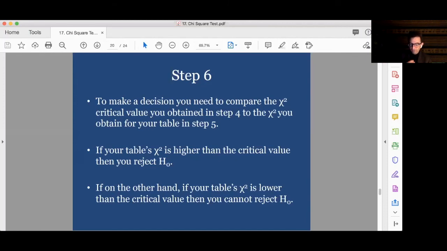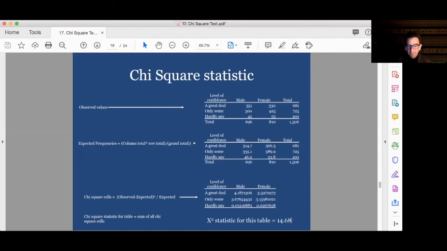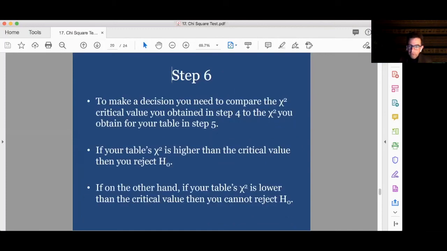If our chi-square statistic for our table, 14.68, is higher than the critical value that we had, then we reject the null hypothesis. But if our chi-square statistic for our table, whatever it was, was lower than the critical value we got for the test, then we cannot reject the null hypothesis.